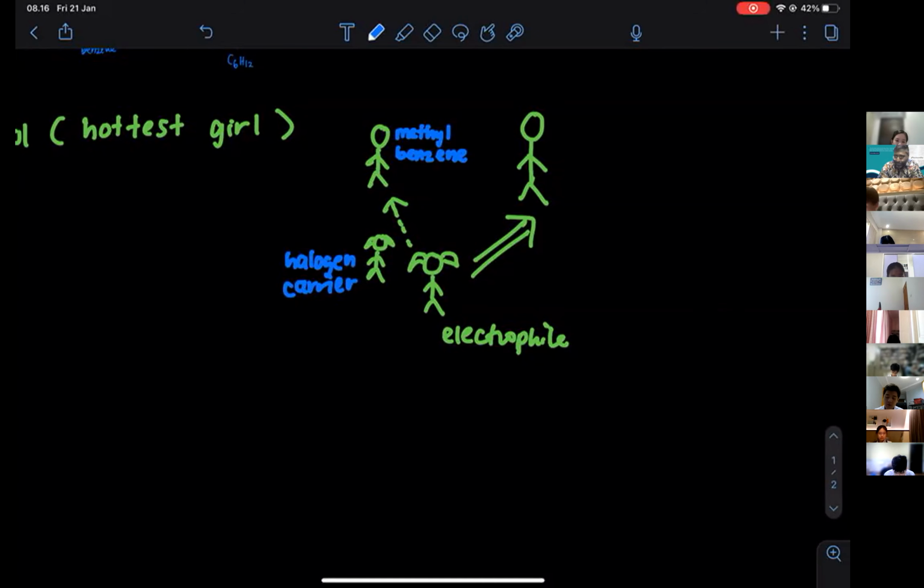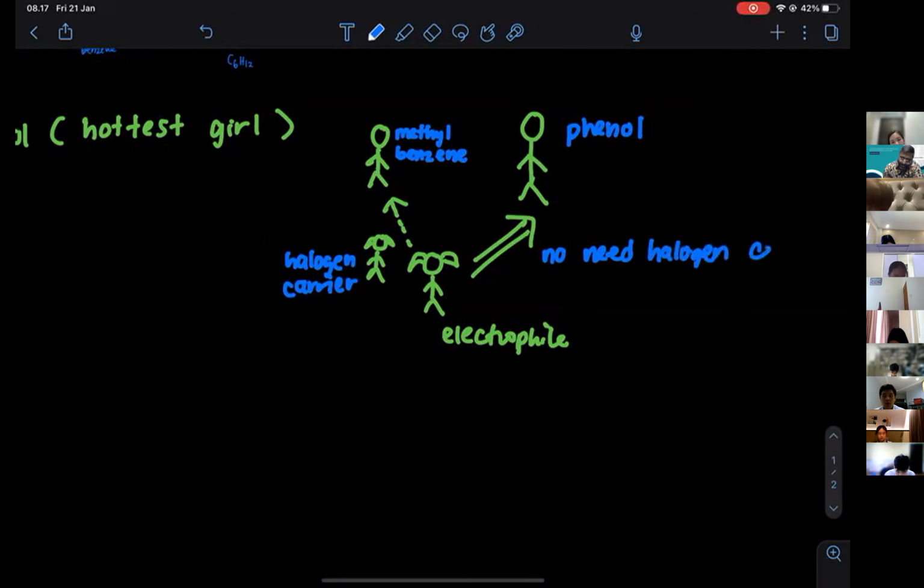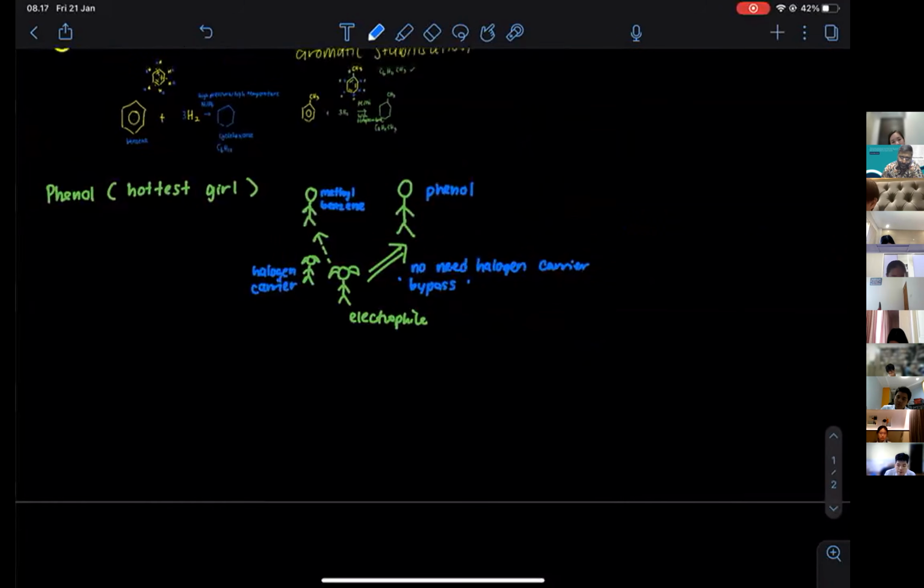All this will happen, but the degree of overlapping of the electrons, the lone pair to the pi bonding, for phenol is more. That makes the electron density more, so phenol becomes more reactive. In that sense, you do not need a halogen carrier, and even certain conditions they will bypass. So we will look into reactions of phenol.